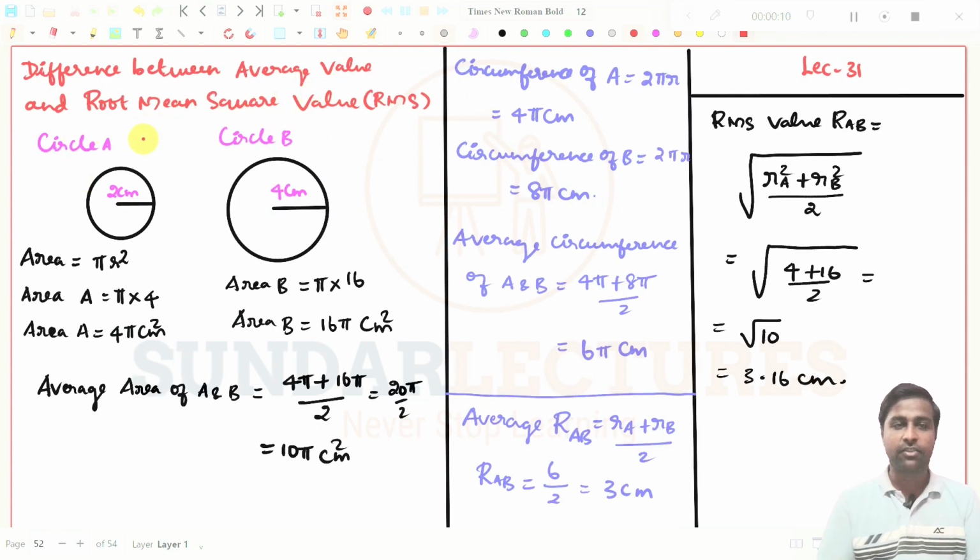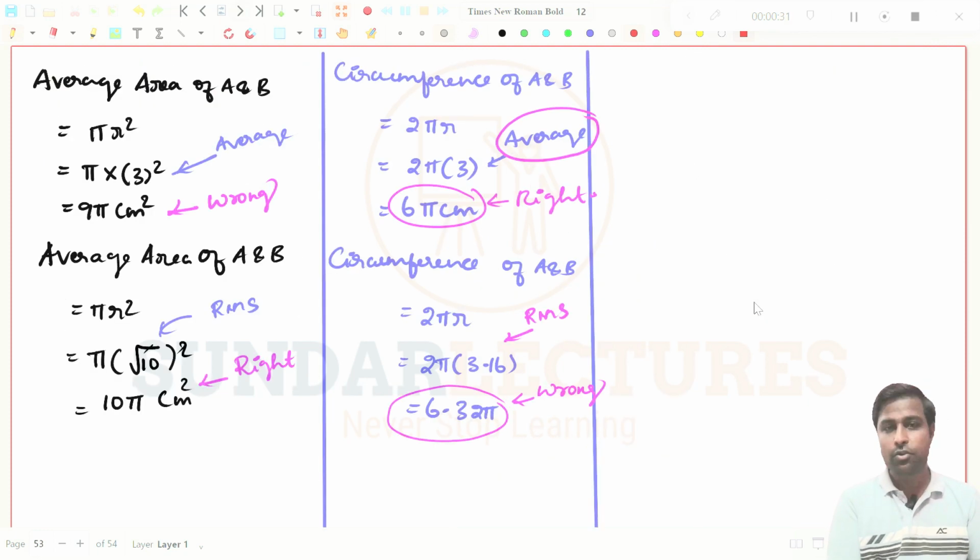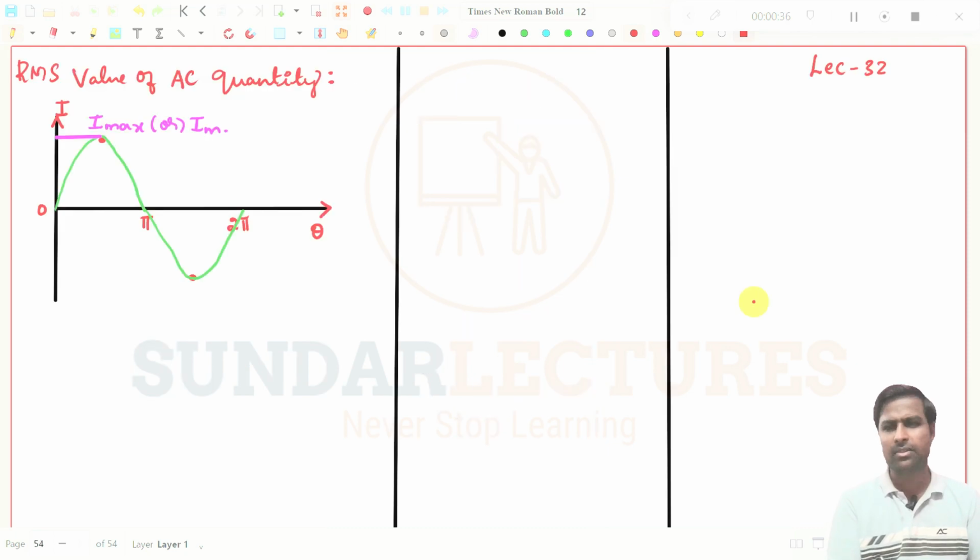In the last class we have seen the difference between average value and root mean square value. We took an example with two different circles with two different radii, and we found what the average value is, what the RMS value is, and where each is applicable. We found that RMS value should be applied to AC quantities to find the I RMS current values, or V RMS values. So now we will take an example.